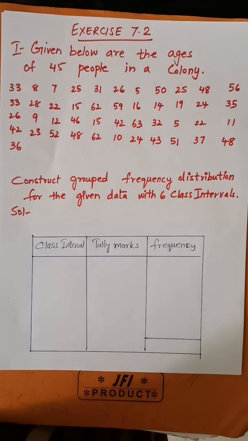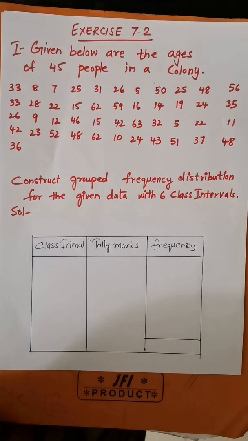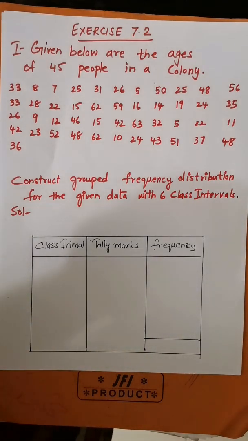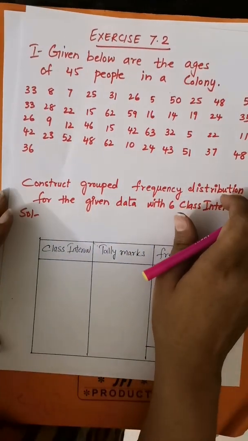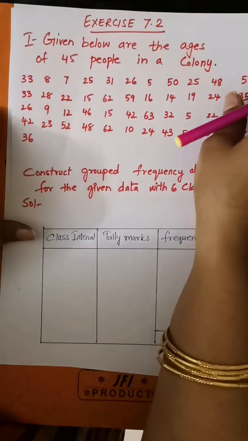Now children, given below are the ages of 45 people in a colony. You have to construct a group frequency distribution table for the given data with 6 class intervals. They are mentioning that you should have 6 class intervals. So first of all, children, you will find the range. This is a new term for you.